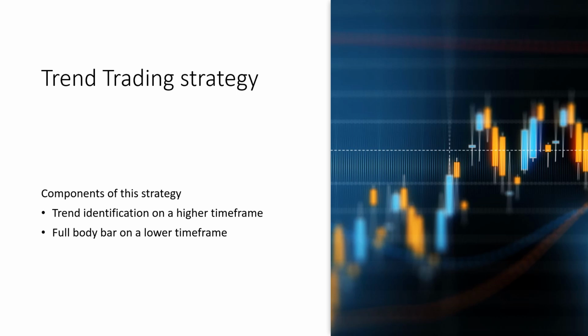Now we have the trend trading strategy. So guys, this is one of the easiest strategies to follow, to understand, and to execute, and there are huge profit margins to it because the losses in this are very small. So what are the components of this strategy? Trend identification on a higher time frame and a full body bar on a lower time frame. That's it.